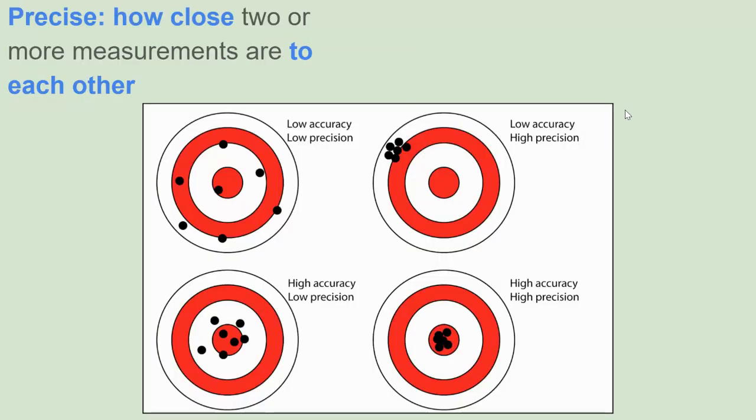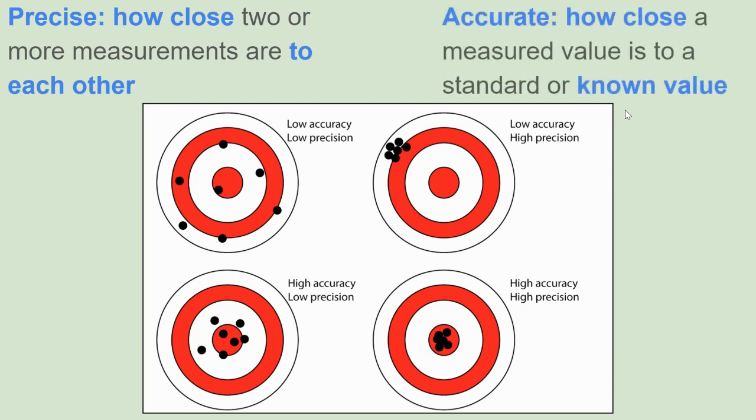Here's a difference between two important words: precise and accurate. Precise means how close are two measurements to each other. Basically, if you repeated the experiment, how close are your results? Accurate is how close it is to a predicted or standard or known value. So take a look at these little targets to learn a little bit more about precise and accurate.